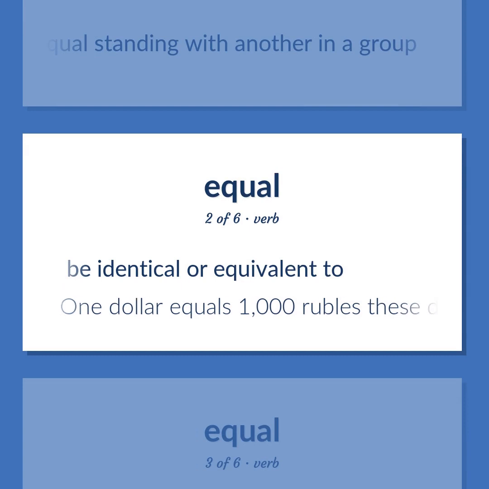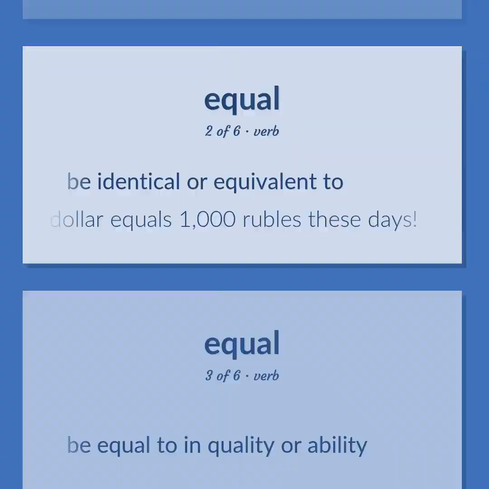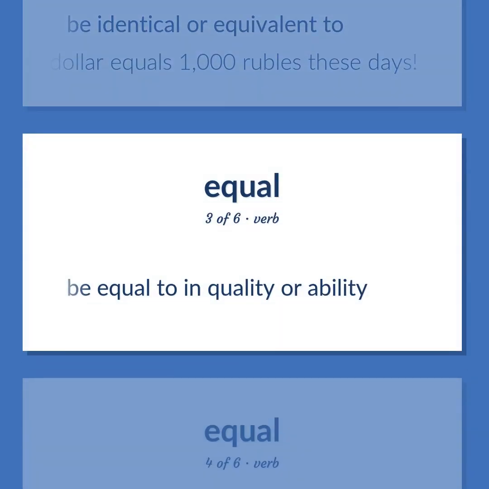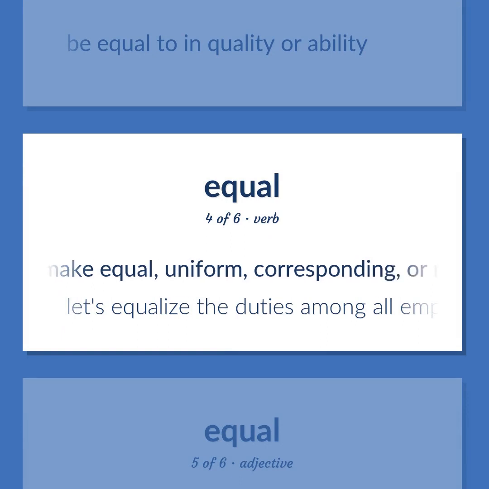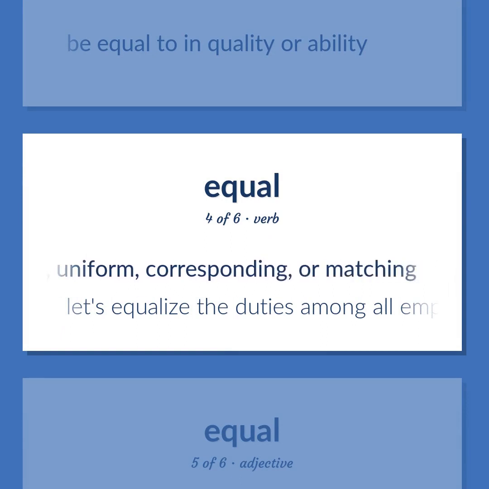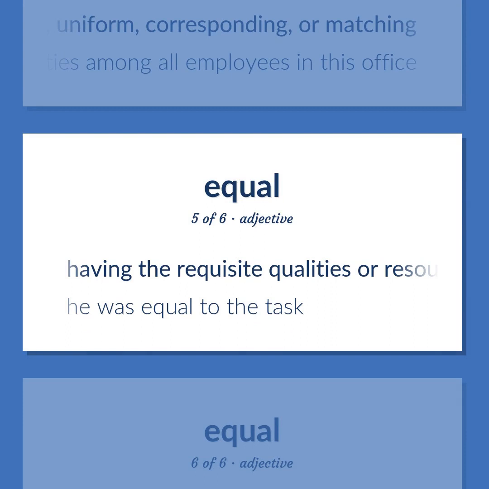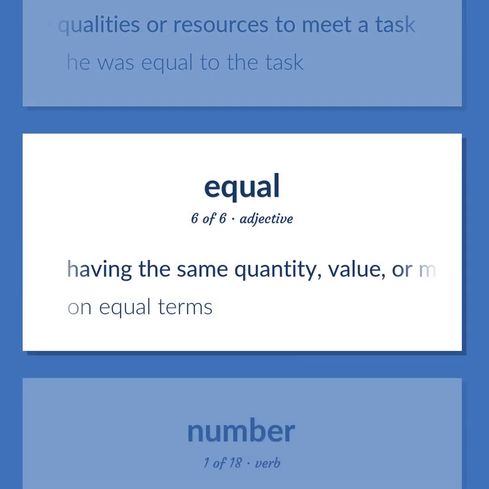$1 equals 1,000 rubles these days. Be equal to in quality or ability. Make equal, uniform, corresponding, or matching. Let's equalize the duties among all employees in this office. Having the requisite qualities or resources to meet a task. He was equal to the task. Having the same quantity, value, or measure as another. On equal terms.